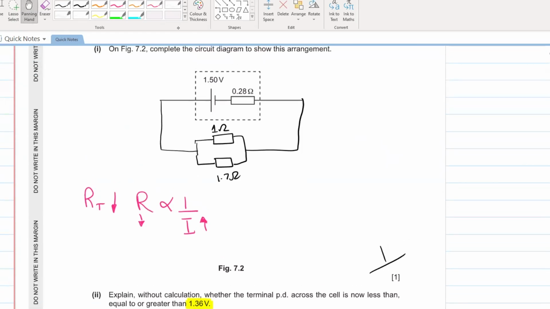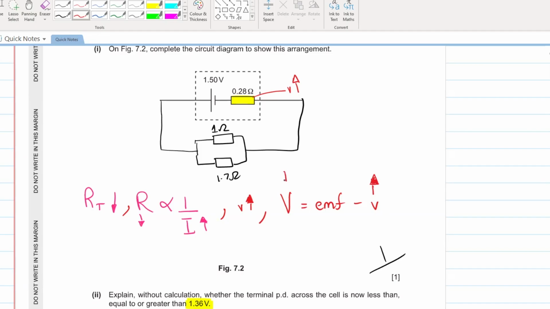If your current increases, what will happen? The voltage across this internal resistor will increase. You can say that the voltage across the internal resistor will increase. And the terminal potential difference, the voltage that we get in the external circuit, capital V, is equal to what? EMF minus the small v. If the small v increases, EMF remains constant, your terminal potential difference will decrease. Is the thought process clear to all of you?